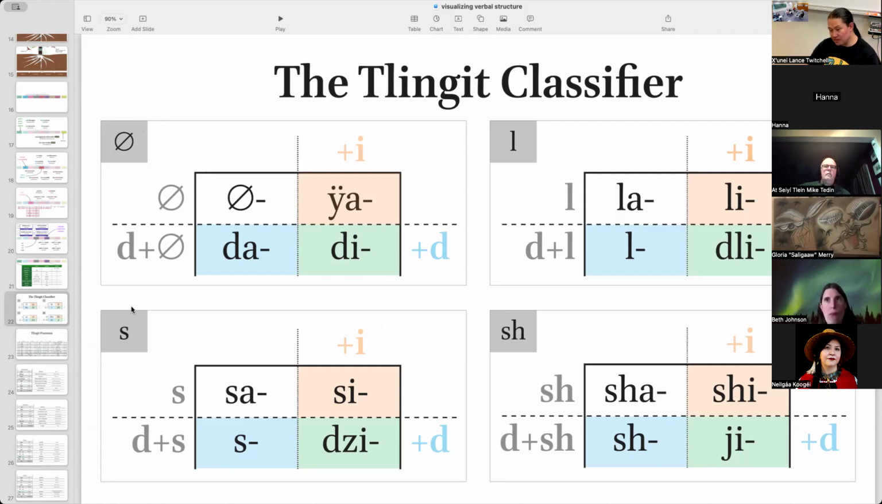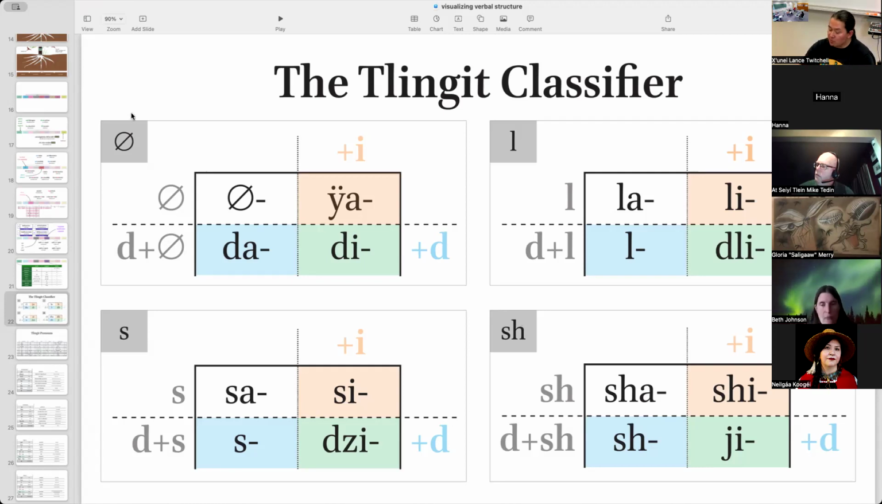S often is talking about putting things into some sort of category. L is often talking about something having a thing. So it has arms, or it has a nose, or it has clouds. And then SH is often talking about things that people kind of don't like or don't want.